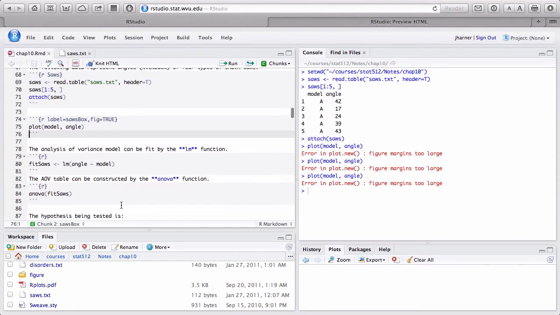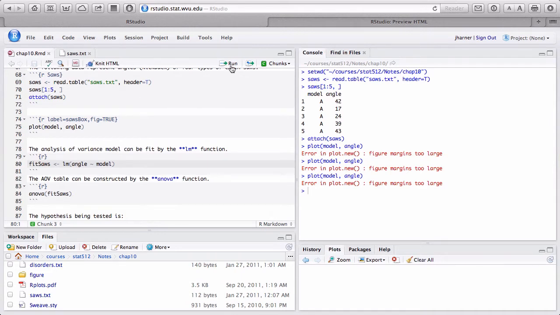So if we go back, this is the way we fit the model. To fit sols, we use the function lm, and we just have angle tilde model. In this case, the model means the model of the sol, A, B, C, D. So we use the notation, which we can think of as saying angle is modeled in terms of the categorical variable model. And we save it in a model object, which is actually an lm object if you look at the class of it.